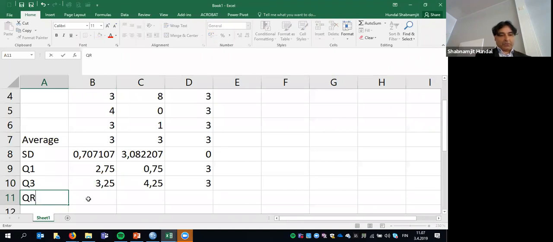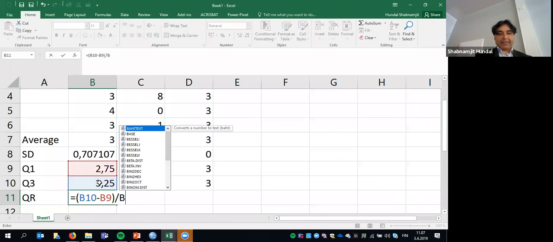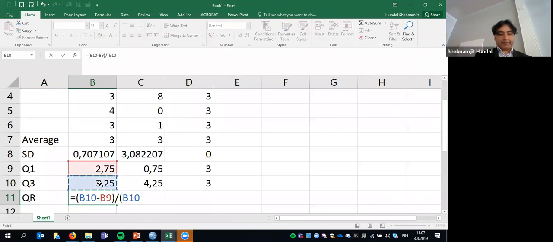Quartile range. So what I do here, if I don't use the brackets, my answer would definitely be wrong. My calculation can be as correct as possible for Q1 and Q3, but if I don't use the brackets, I'm definitely going to have a wrong answer. So use the brackets very carefully. So Q3 minus Q1, bracket close, divide, again bracket, Q3 plus Q1.